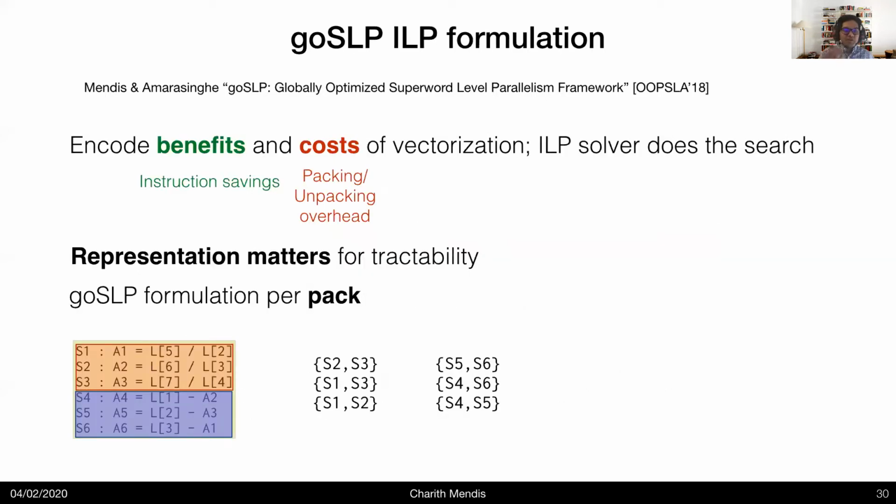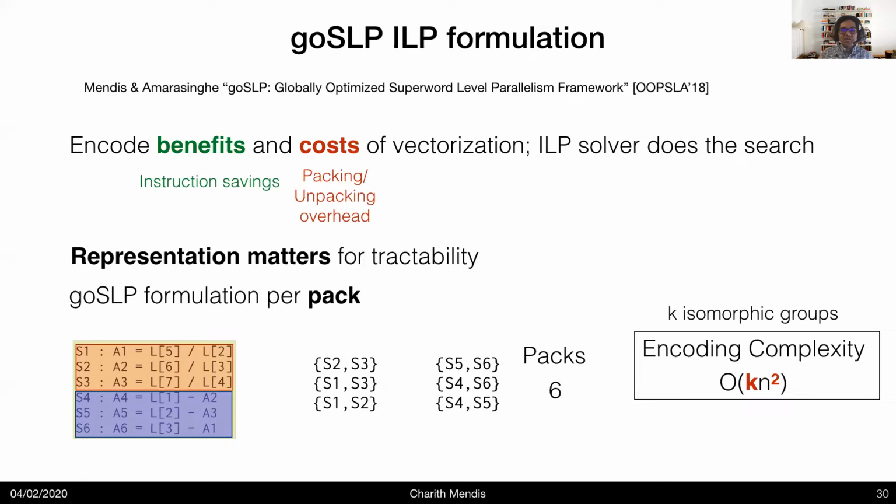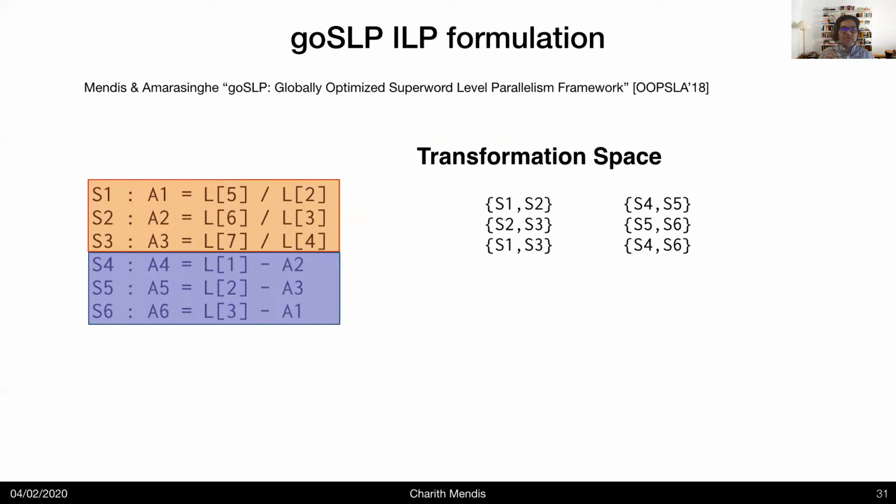So our solution, GoSLP, reduces the encoding complexity to be quadratic in terms of the number of statements. Even in the worst case, for a 40 file function, this particular encoding can result in an ILP solution which can be solved within 8 minutes at most. So this is feasible. Now I will quickly touch base on how you can go about encoding the solution into the objective function.